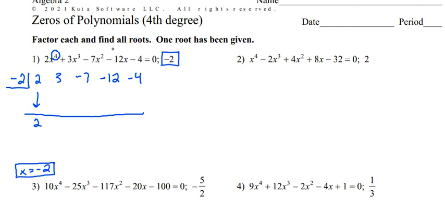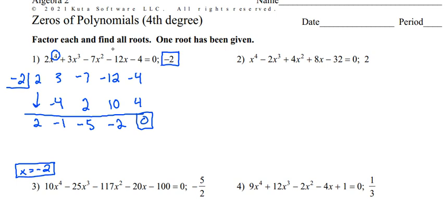So I'm going to bring down the 2. And then I will multiply in a little check mark kind of pattern. -2 times 2 is -4, and then I add the column, -1. -2 times -1 is 2. Make another little check mark and multiply, and then we add the column. -2 times -5 is 10. Add the column. -2 times -2 is 4. Add the column, and we get a remainder of 0, which means it is a root. It does divide evenly. That is a 0.